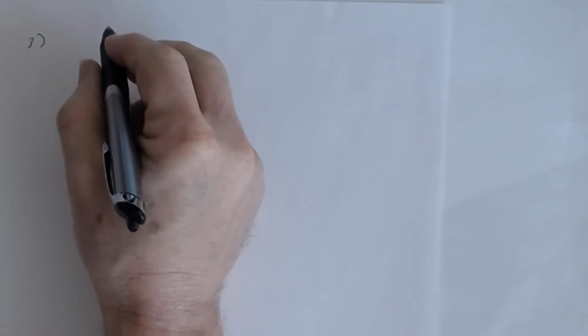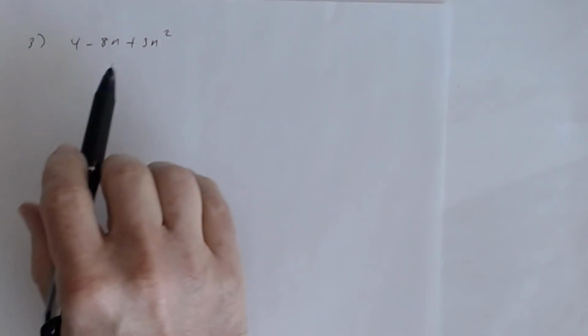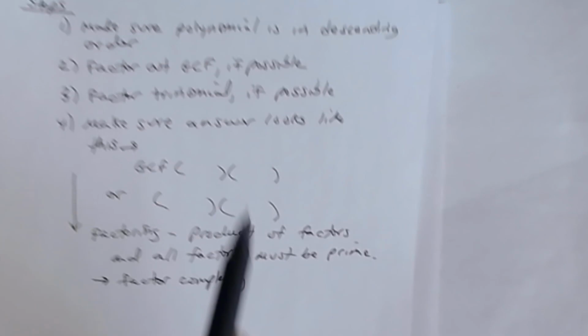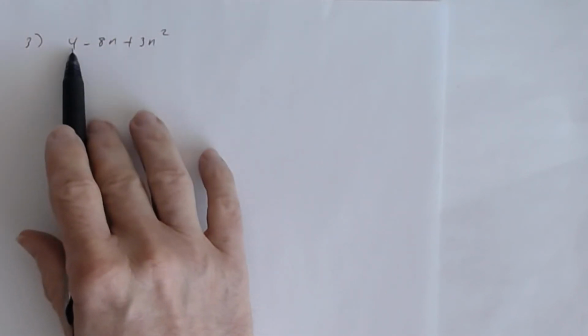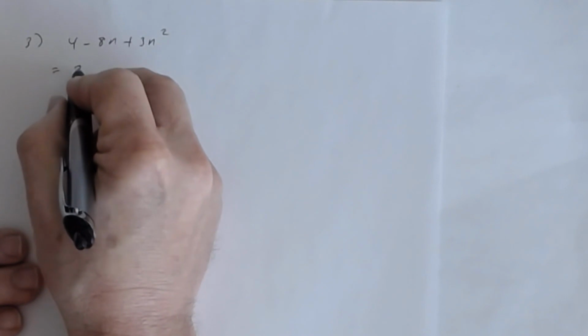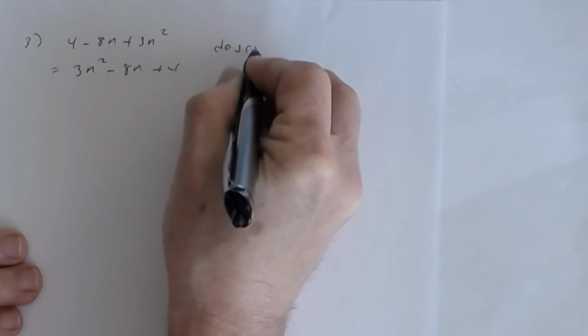Okay, number 3, let's suppose we had this: 4 minus 8n plus 3n squared. Okay, so remember, first thing you have to do is put this in descending order. So this is not in descending order, it's ascending order. So I'm going to put the n squared first, then this, and then the constant last. So this becomes 3n squared minus 8n plus 4. So remember, descending order.